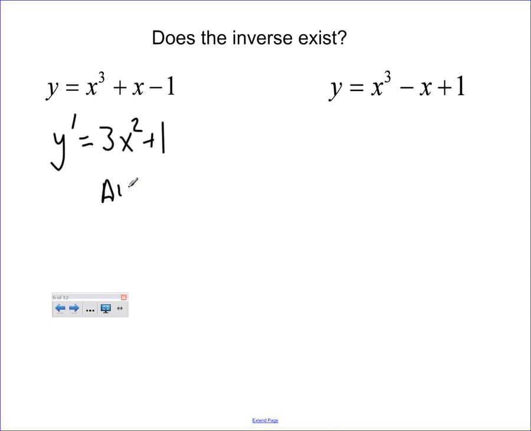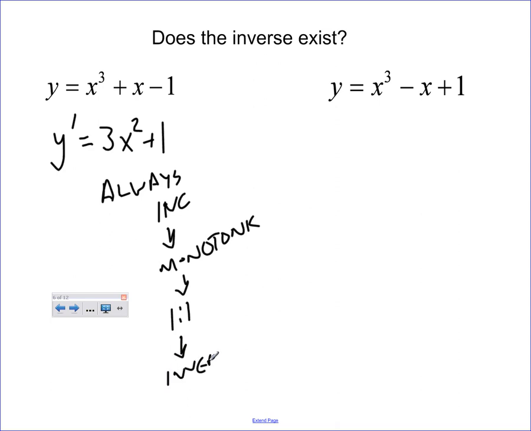So since this function is always increasing, that means that the function is monotonic. And that means that it's 1 to 1. And that means that the inverse exists. The inverse exists. Okay? Inverse exists.